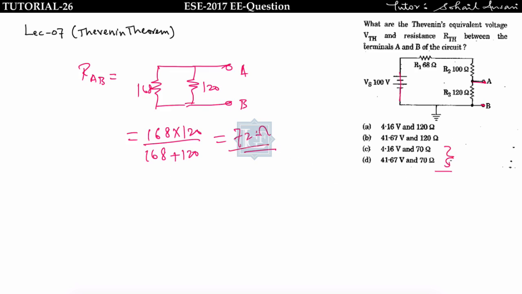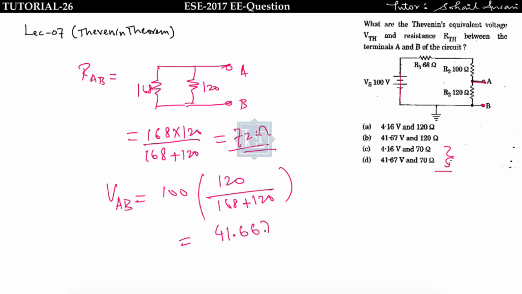Now find VTH. VTH across AB, just apply the voltage division rule. You will get VTH is equal to total volt, that is 100, multiplied by the resistance across which you are finding voltage, that is 120, upon total resistance, that is 168 plus 120. Finally you will get 41.667 volt. So option D is correct. This has been discussed in the Thevenin theorem. This is a case 1 problem where you are getting only independent sources.